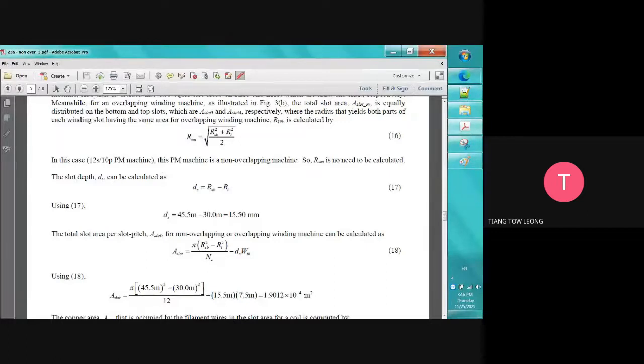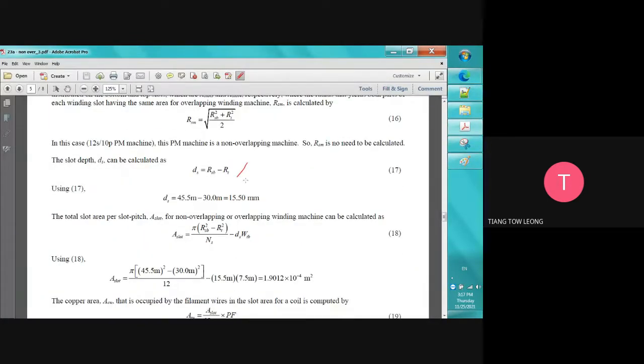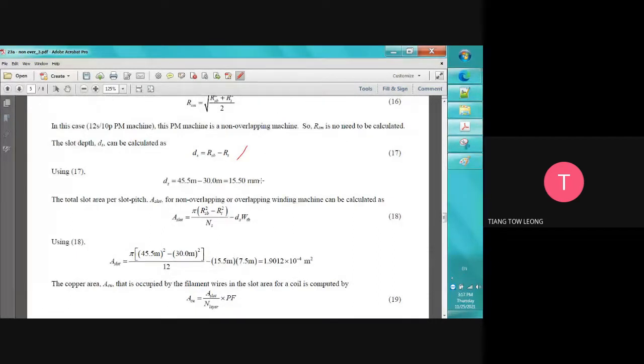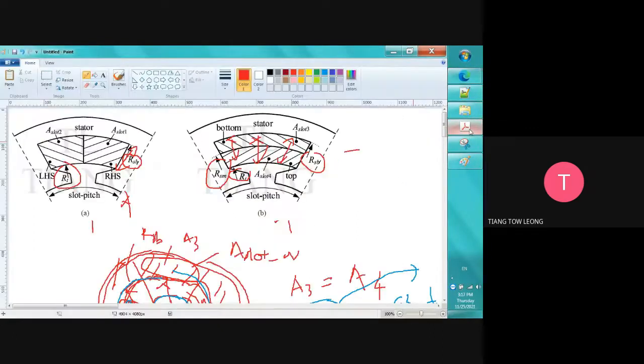Then we want to find the slot depth. Slot depth means this length, or this length, or this length. So slot depth is RSB minus RT, and we take the value from the top. Then the total area per slot pitch, A slot, we need to calculate the total area per slot pitch, this one. How to do that?